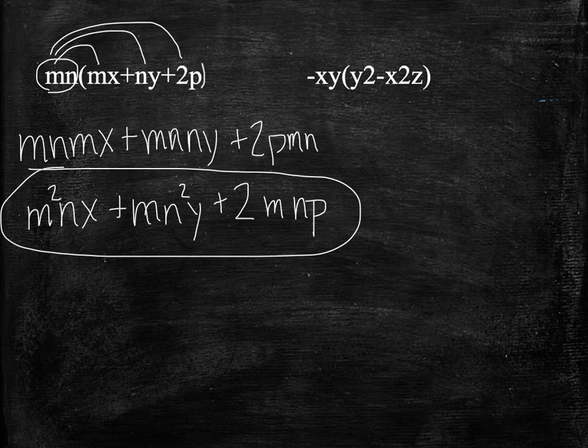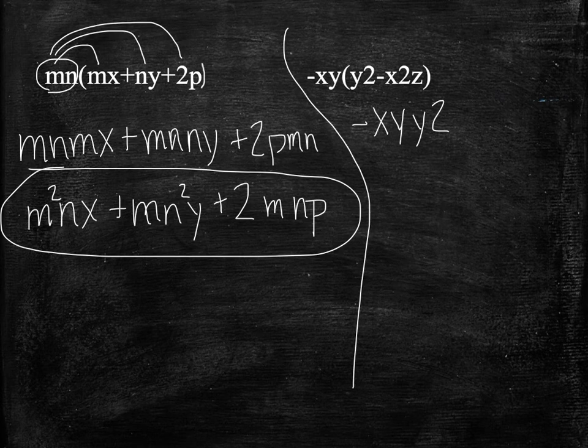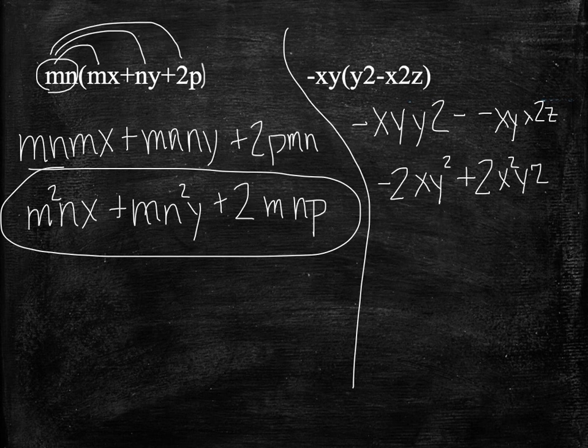Let's try this one. It's negative xy times y2. Let's draw a little line here. Alright, minus negative xy times x2z. Let's simplify this. I always like to have those negatives in front. Also, I like to have the numbers in front. Those are our coefficients. So it would be negative 2xy squared. 2 negatives make a positive 2x squared yz.